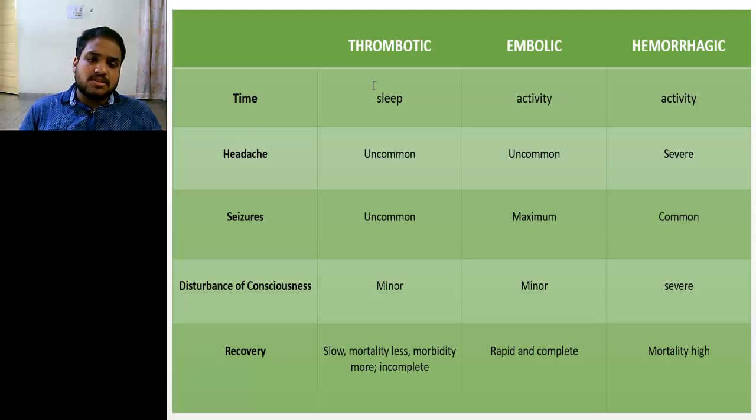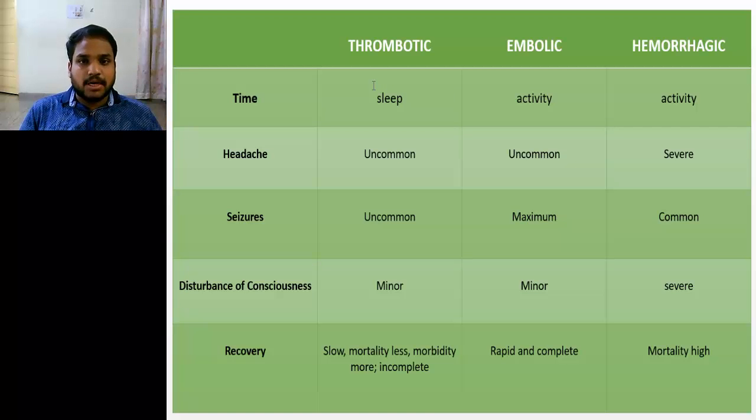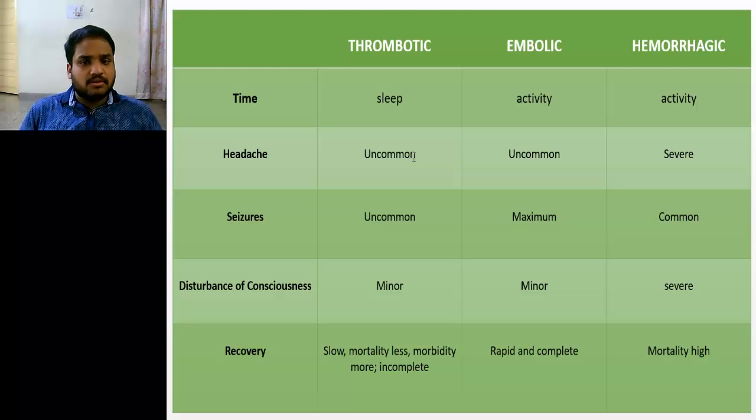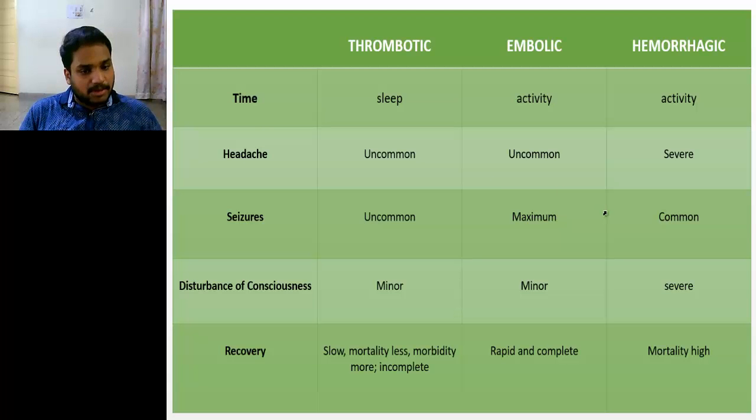Now headache is severe in case of hemorrhagic stroke. Especially in subarachnoid hemorrhage, the patient usually complains of a severe thunderclap headache. The patient would describe it as the worst headache of my life. So that is subarachnoid hemorrhage. In hemorrhagic stroke, the headache is very severe, while in thrombotic and embolic stroke, the headache is not so common. Now seizures are the maximum in case of embolic stroke. It can occur in hemorrhagic stroke also, but it is uncommon in thrombotic stroke.